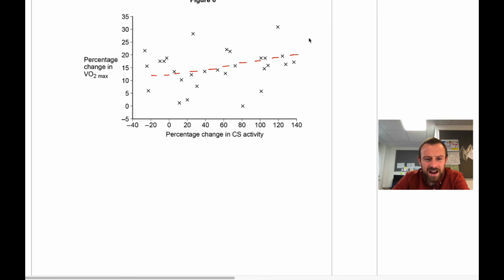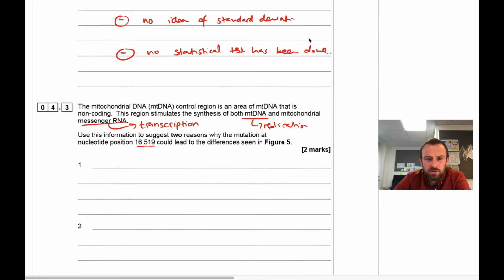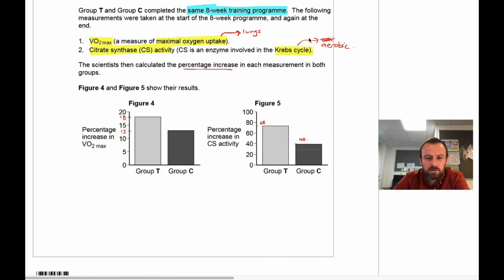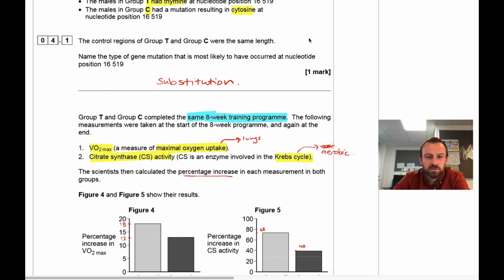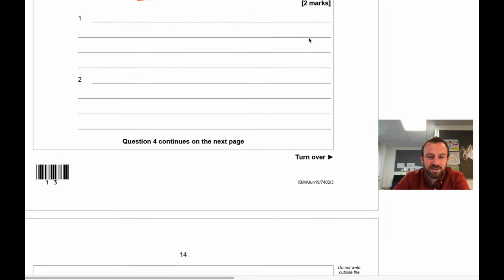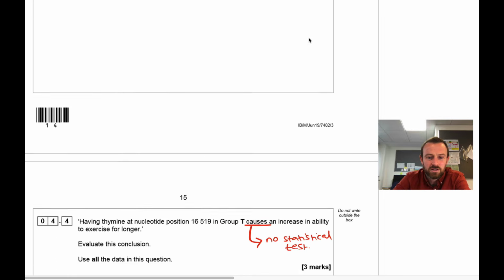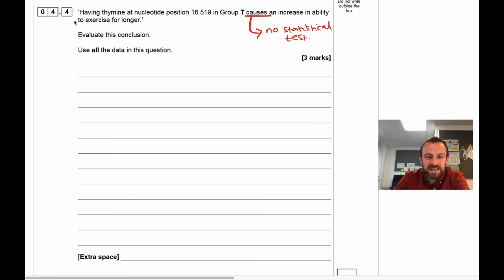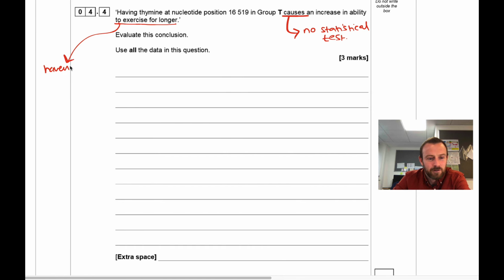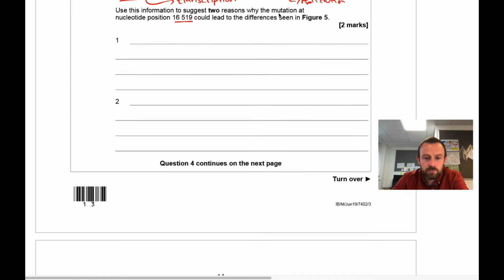I'm also thinking that we actually haven't measured what they're actually talking about. We've measured VO2 max and citrate synthase activity, but we haven't measured what this person is talking about, an ability to exercise for longer. We haven't quantified that. And group T, can group T exercise for longer?